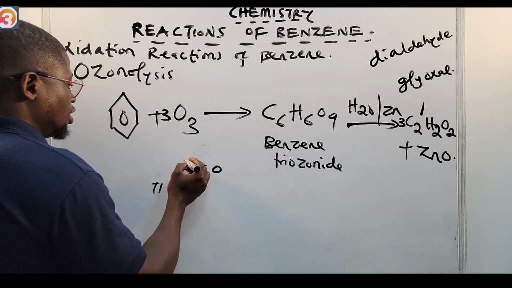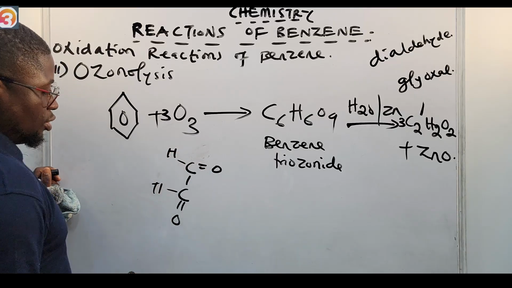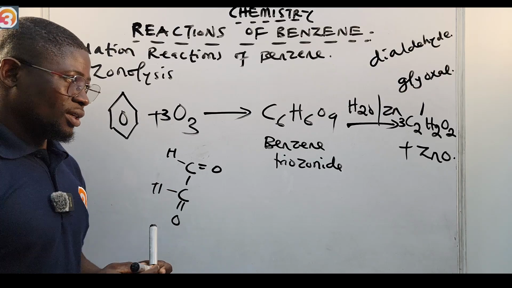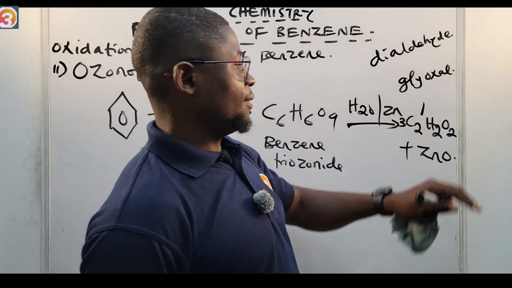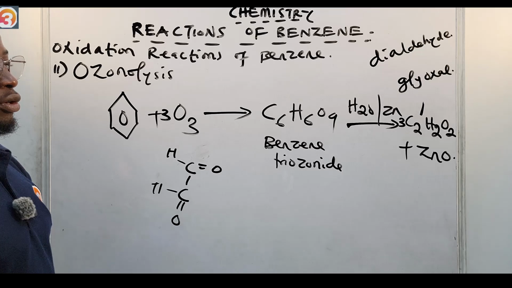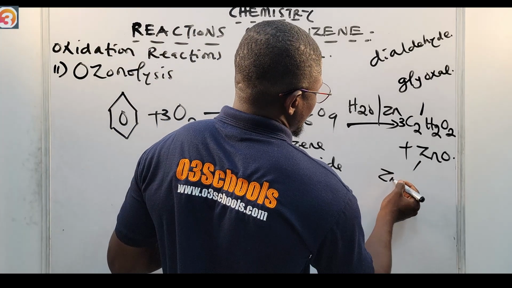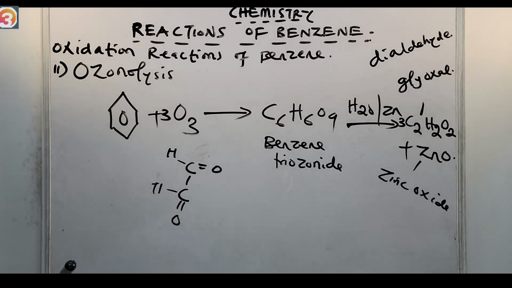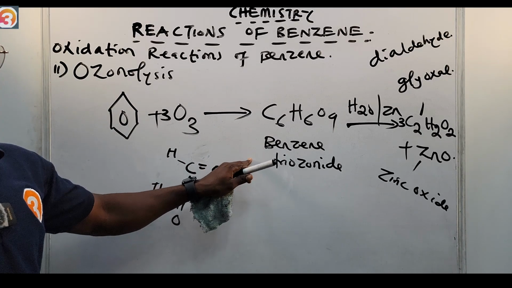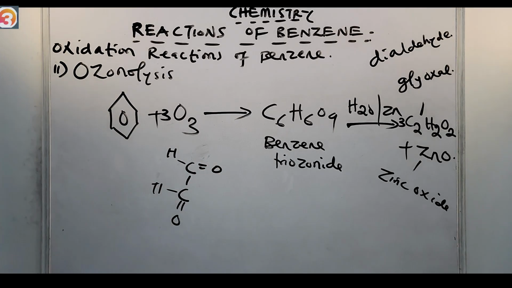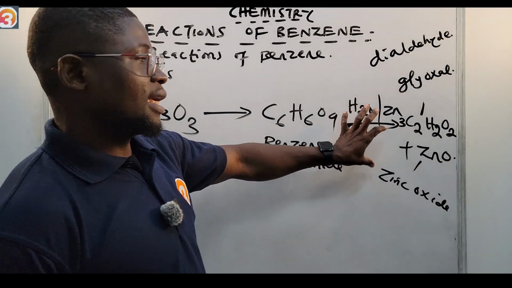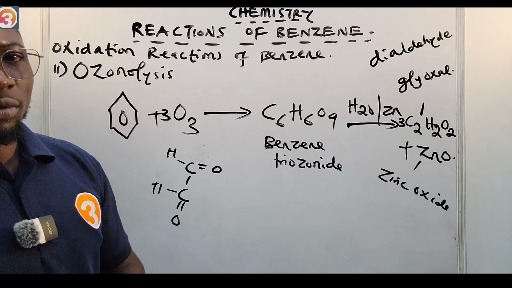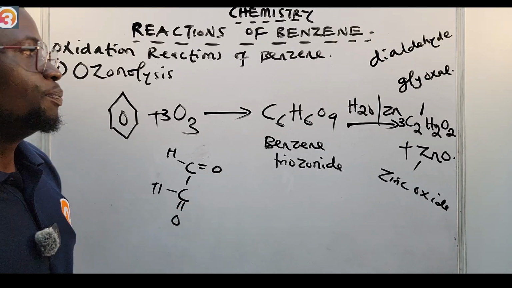Then you have H, then you have H, to complete the structure. 1, 2, 3, 4. So this is the simplest dialdehyde, which is called glyoxal. Please take note of this reaction also, and this is of course zinc oxide. This is benzene triozonide, the first product of the reaction, and then on further reaction with zinc dust and water, it gives us glyoxal and zinc oxide. So you must take note of this reaction.